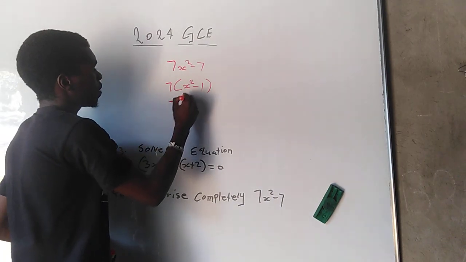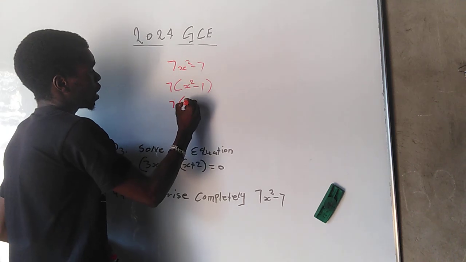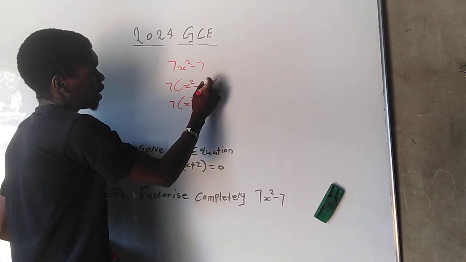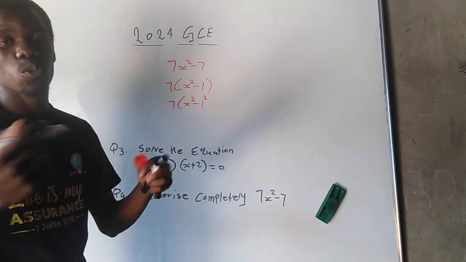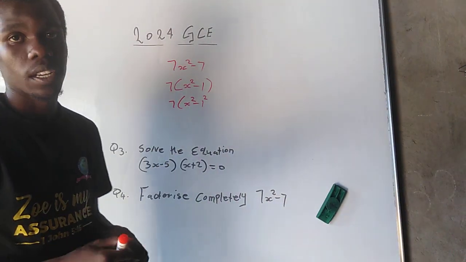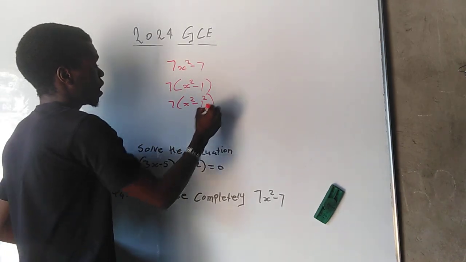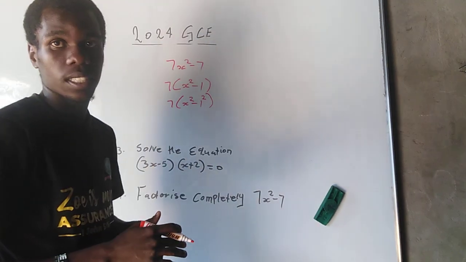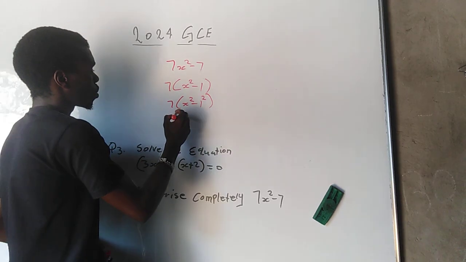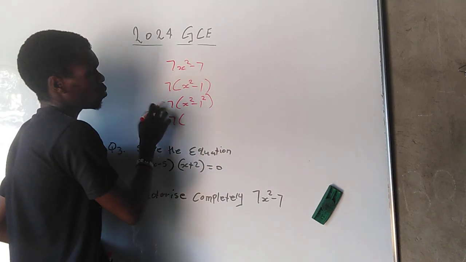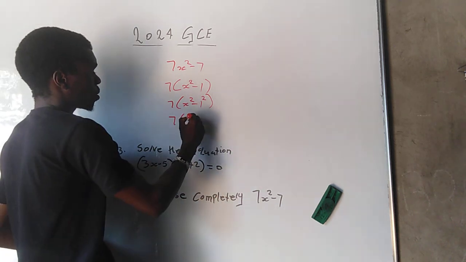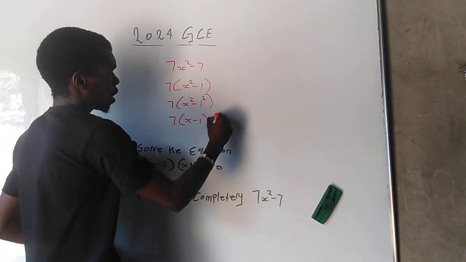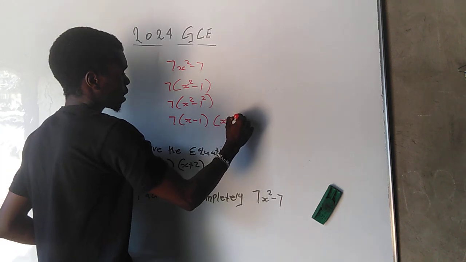Then here 7, the x here, there are 2. x squared minus, here 1, I'm going to say 1 squared, because I haven't changed anything here. 1 squared is just the same as 1. I'm just trying to balance things. So here I'm going to say 7, and the x here, there are 2, and also the 1s here, there are 2. I'm going to say x minus 1, and x plus 1.